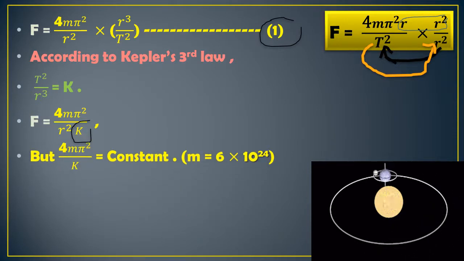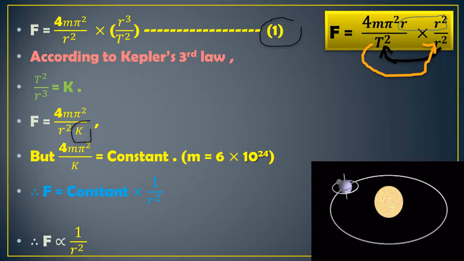Now in the above equation, 4m pi square upon k, these terms are constant terms. Because 4 is constant, and mass is also constant. The mass of a planet will be constant, and if the planet is earth, the mass of the earth will be 6 multiplied by 10 raised to 24 kg. And the k value is also constant, the pi value is constant. So these values are constant, so we will write here constant. Therefore F = constant multiplied by 1 upon r square. Only the radius and force will change.